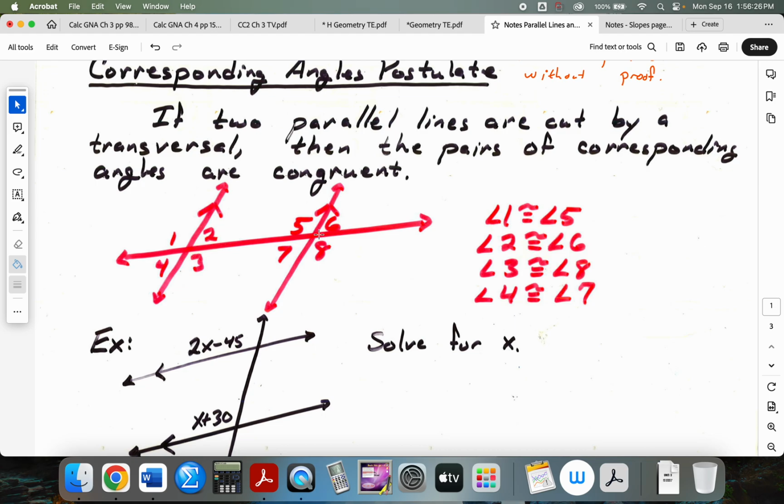I want you to notice something. Well, we'll get to that in just a second. But all those pairs of corresponding angles are going to be exactly the same size. So angle 1 and angle 5 are going to be congruent. Angle 2 and 6 will be congruent. 3 and 8 will be congruent, and so will 4 and 7.